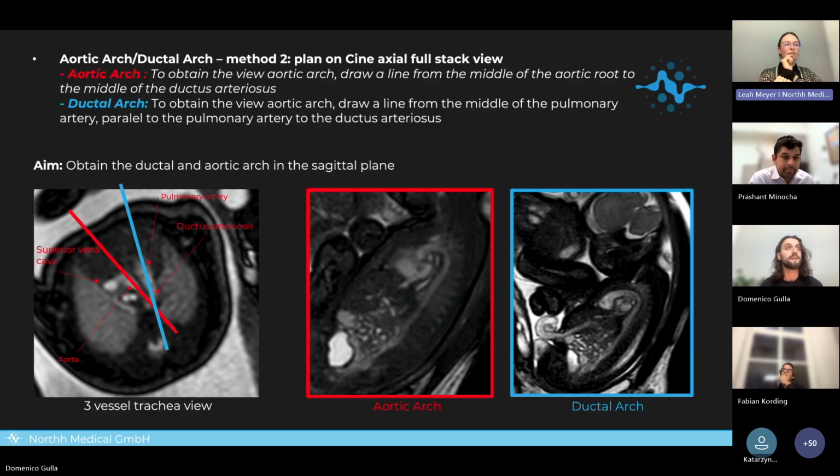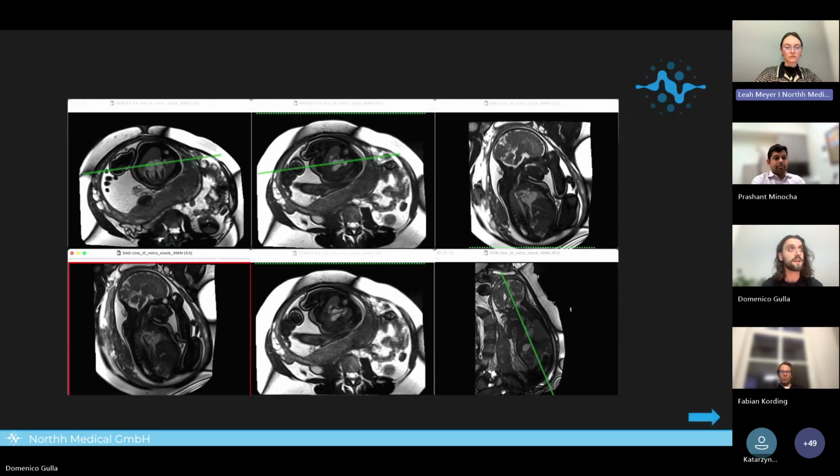The second method is also to plan on the cine axial full stack view. That's why this sequence is really important, to get the axial of the thorax of the baby in the cine, in the moving mode. And in this case, to obtain the view of the aortic arch, we draw a line from the middle of the aortic root to the middle of the ductus arteriosus. And of course, we can also get the ductal arch. And here is just an image overview.